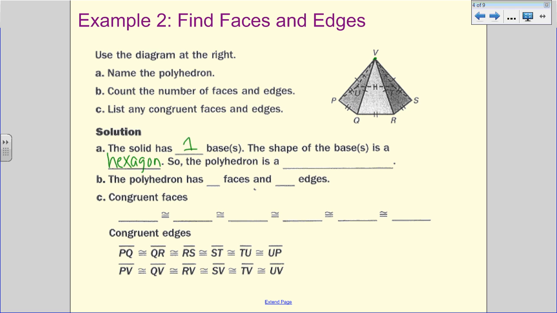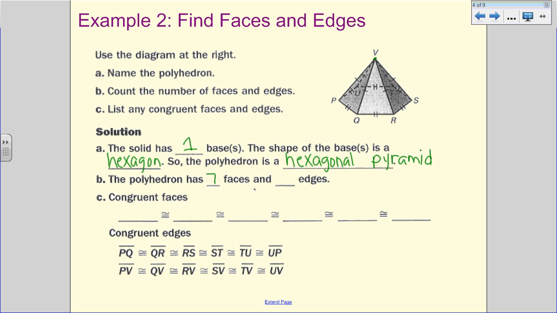So the polyhedron is what we would call a hexagonal pyramid. Think of the pyramids in Egypt, where they come to a point at the top. Because it is a hexagonal pyramid, it has 6 sides around the top, one from each of the sides of the base, so there are 6 faces there. And then it has 1 for the base. So it has a total of 7 faces.